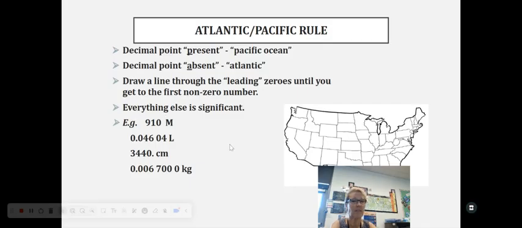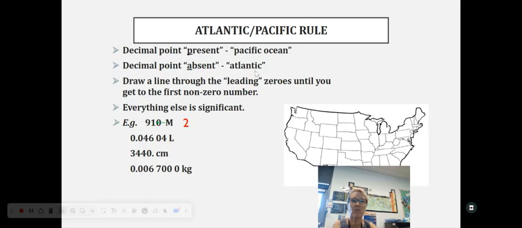I don't see it. It's absent. Go to the Atlantic side. That's the right side of the number. Cross out the zeros that you see. Begin counting at the first whole number digit. So we're going to count the 1, we're going to count the 9. 2 significant figures.